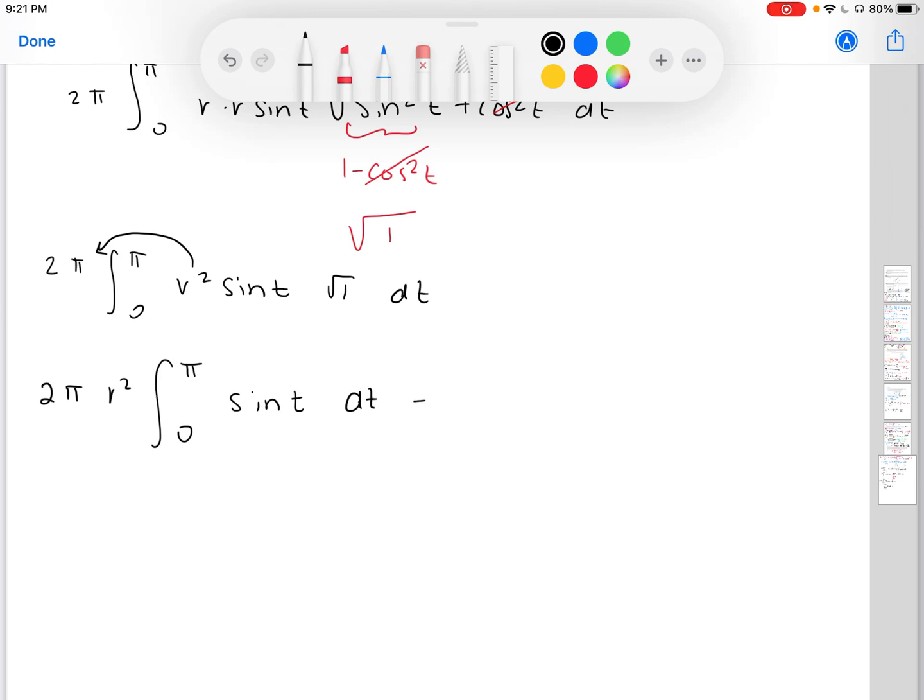All right, we can integrate sine, which is negative cosine. So we have 2 pi r squared of negative cosine of t when t is equal to pi and t is equal to 0. And our answer is just 4 pi r squared.